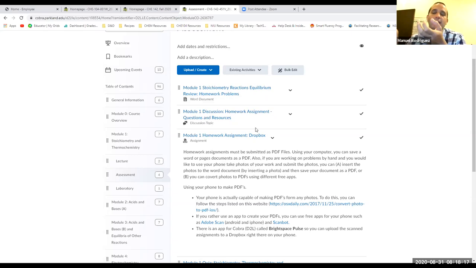But basically the idea is, you're doing problems, oh, I have no clue how to do this one. You post it there, or somebody else, or I, will help you and show you how to solve it. Then you can just put that in your homework and then you can complete it. Does that make sense? So that's how the two assignments work.